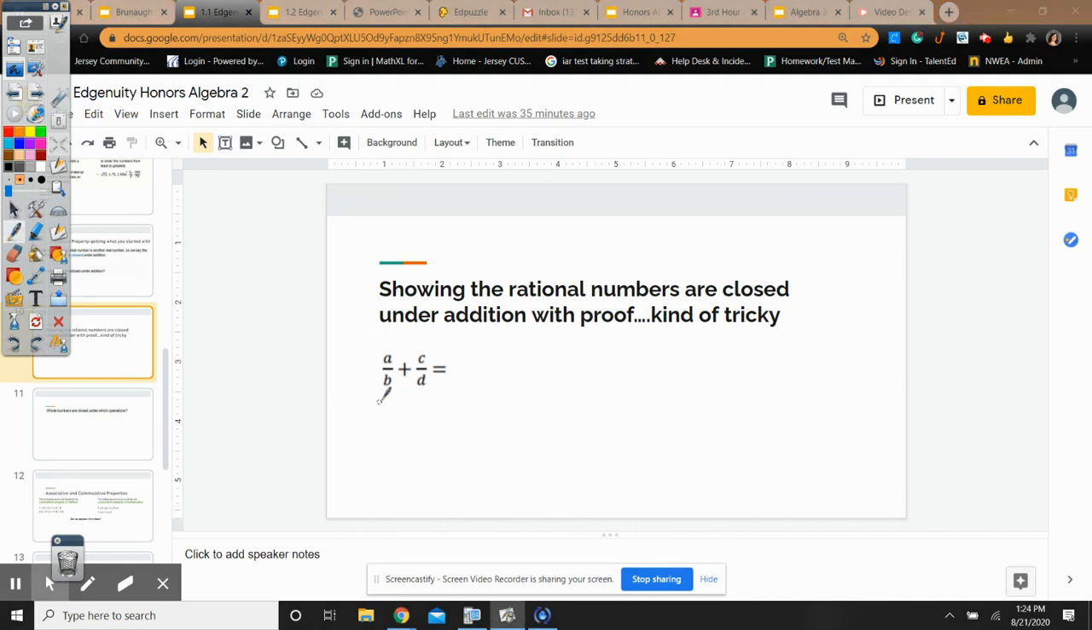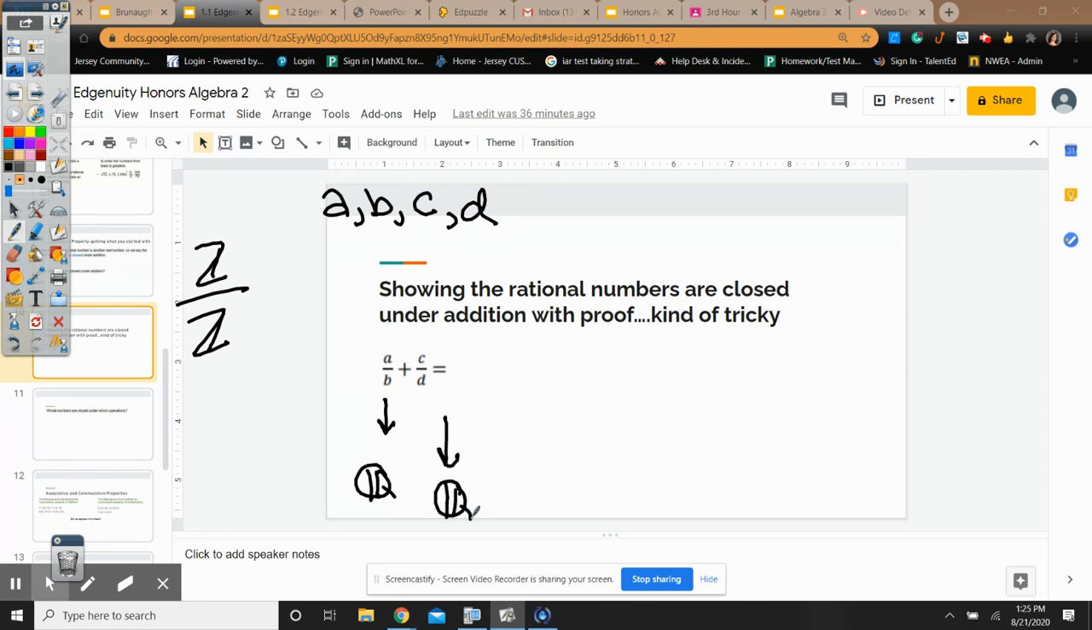Now, a rational number is an integer over an integer, and it can be written as a ratio. So let's say that A, B, C, and D are all integers, and they can't be 0 if they're B or D, because then it wouldn't exist, so that doesn't count, okay? So let's pretend that's the case. This would be a rational number, and this is a rational number.